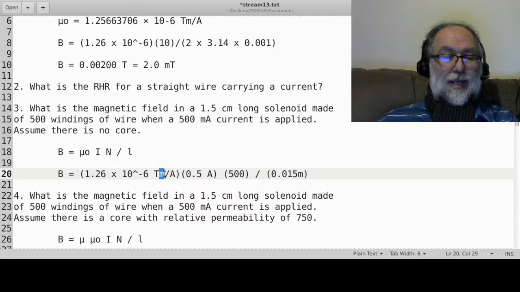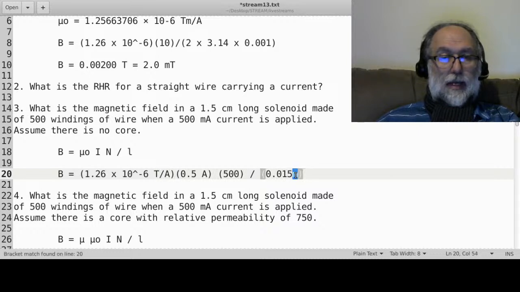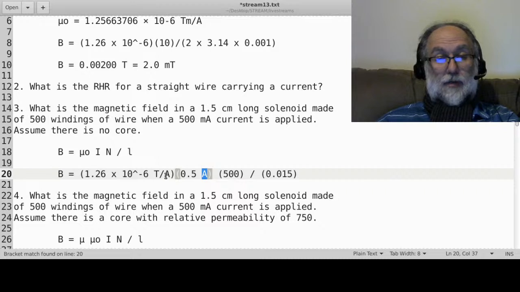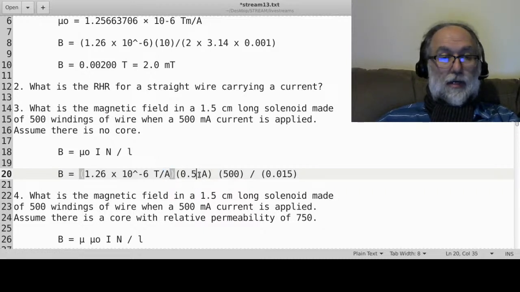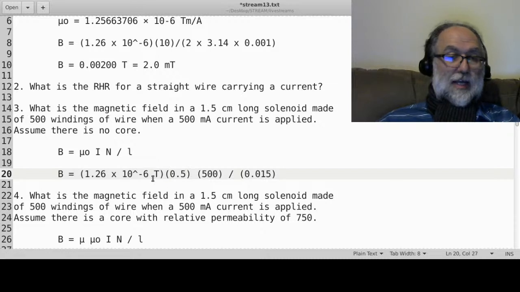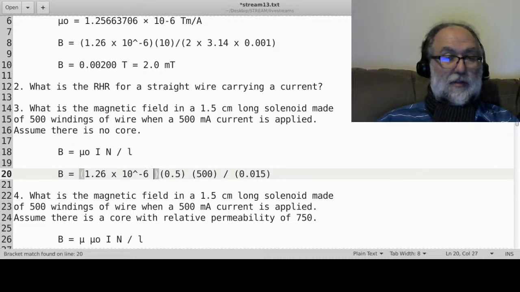Okay, and let's take a look here. Notice there's a meter in the numerator here, and it'll cancel against the meter in the denominator there, so the meters cancel. And here there's an amp in the denominator, and here's an amp in the numerator, or sorry, the other way around. Numerator and denominator, they cancel. And what unit are you left with? Just a Tesla, and a Tesla is a measure of magnetic field. Okay, magnetic field strength. Great.